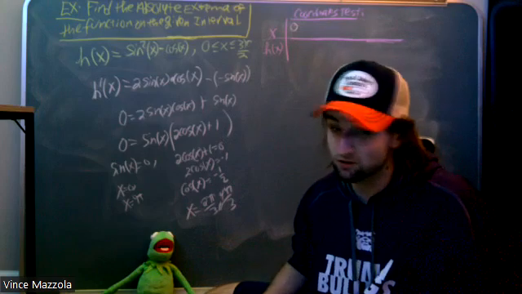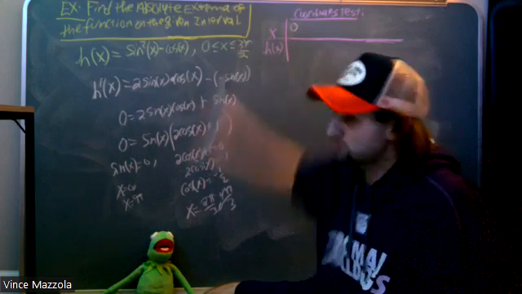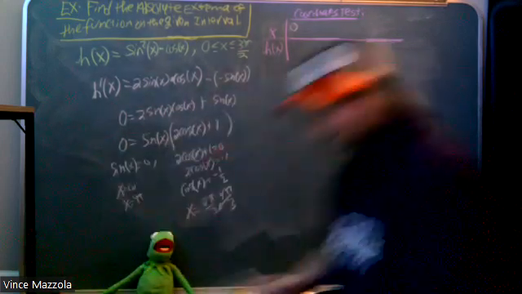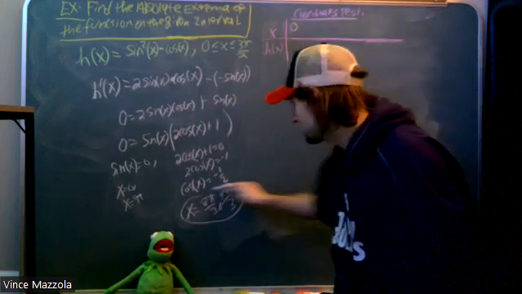So now those are your critical values. You got 0, pi, 2 pi over 3, 4 pi over 3, then 3 pi over 2. So 0 is already a critical value. So now those are going to be your critical values.